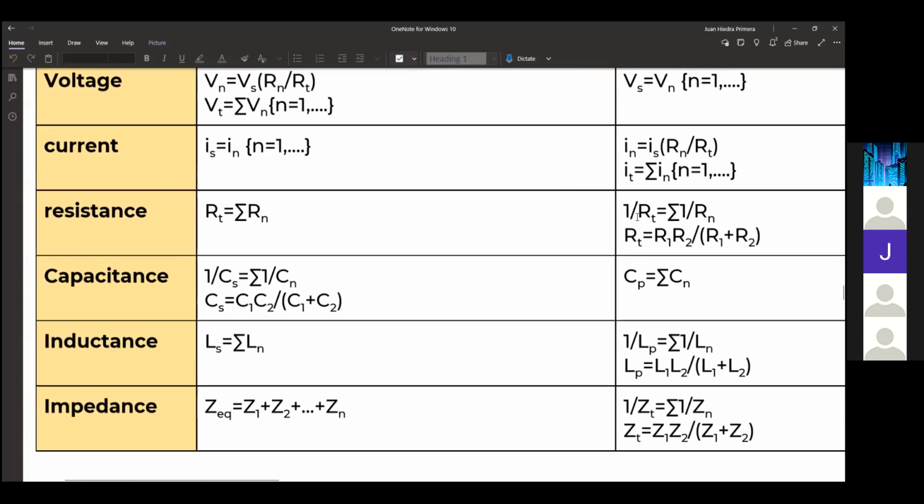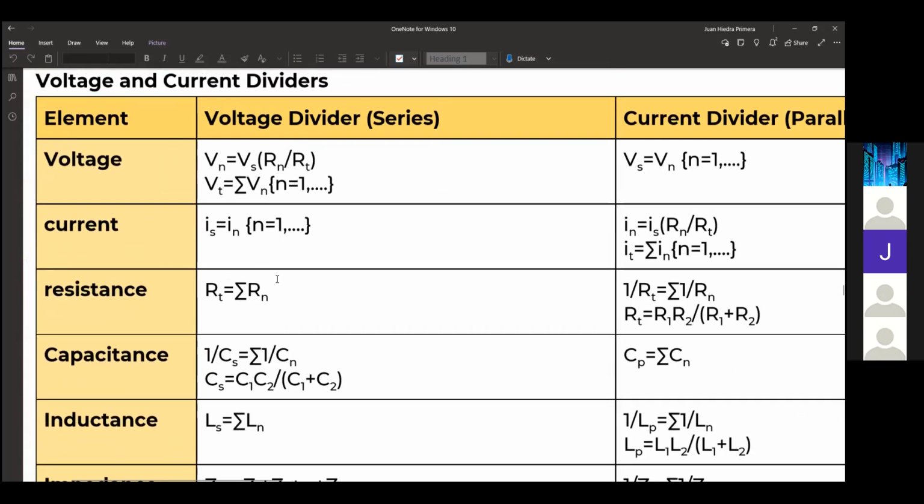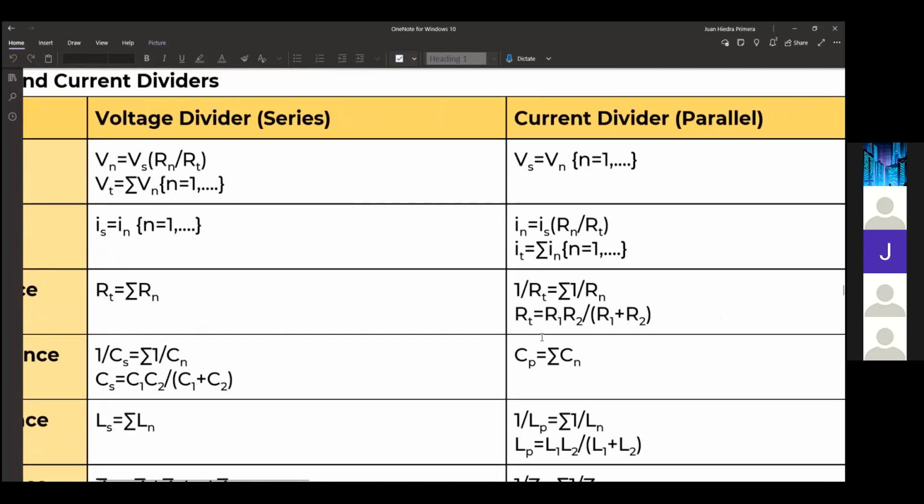Hold on a second. So for resistance, in series, you add them. In parallel, you add their inverses, and then you take the inverse.